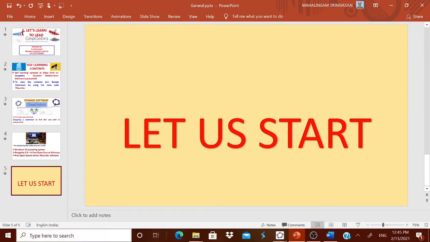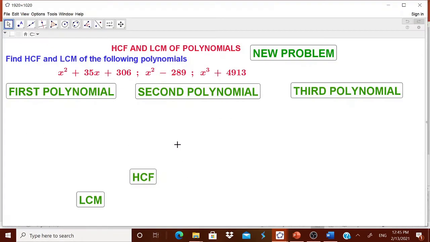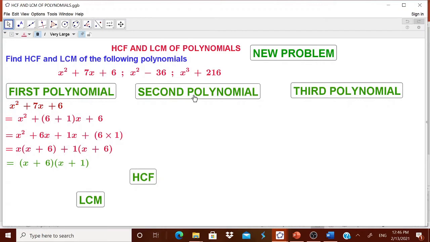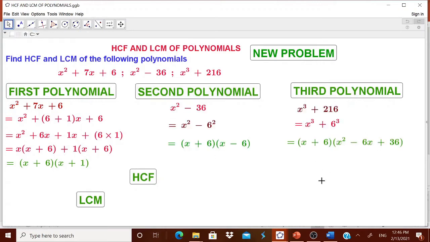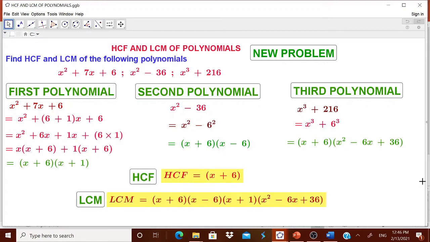Let us start. Let us try to see what type of worksheet I will be designing. I will ask the children to find the HCF and LCM of the following polynomials. This worksheet can generate a set of three polynomials for which the children will be finding the HCF and the LCM. And after that, they can visualize the working for the first polynomial, the working for the second polynomial, and the working for the third polynomial. After that, they can verify the highest common factor they have found and the least common multiple they have found.